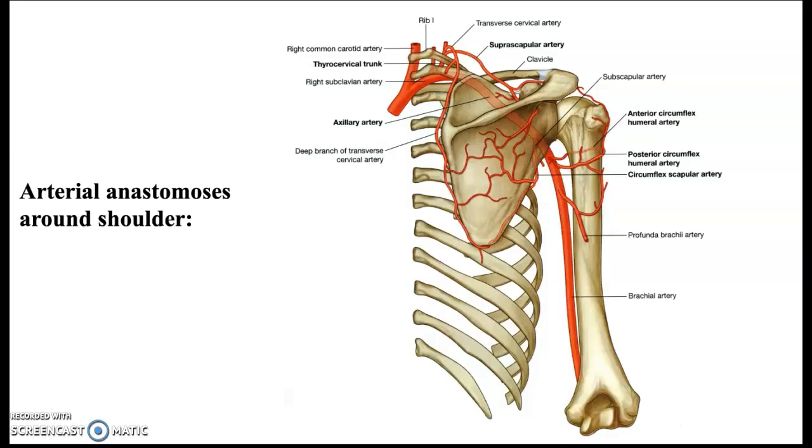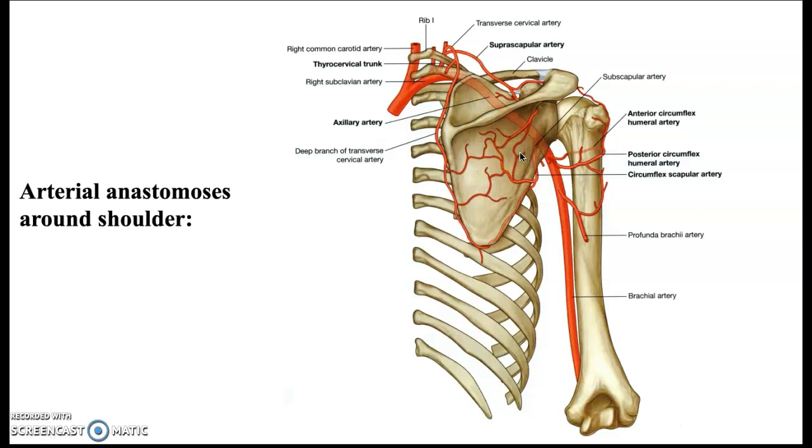So let's start. Before I go into the joints of the shoulder region, I just want to show you something about the anastomotic network around the shoulder region. Here is the shoulder region. You can see these are the joints here, the shoulder joint and the acromioclavicular joint. In this area, you can see a lot of arterial anastomosis, which is common actually.